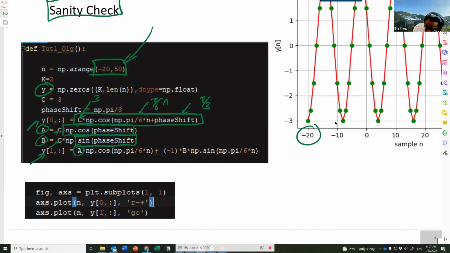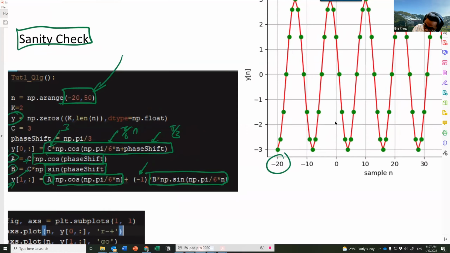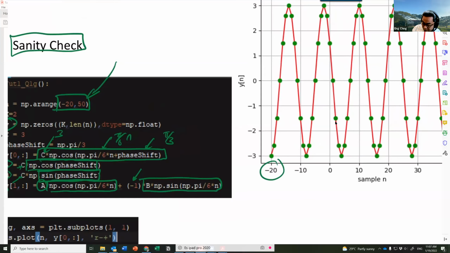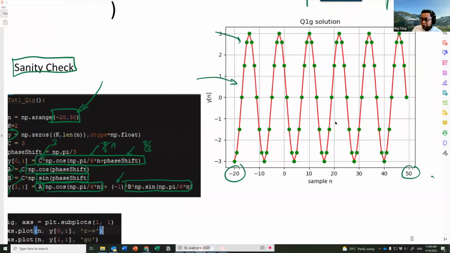Now, the second equation is A times the cosine at pi over 6n, and B is multiplied by sine of pi over 6n. Remember the -1 here. So we plot y0 and y1. Y0 is the original expression, which is the red line, and y1 is the green line. Actually, when I draw this, I shouldn't be drawing this. I should.